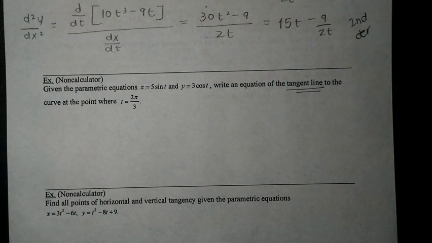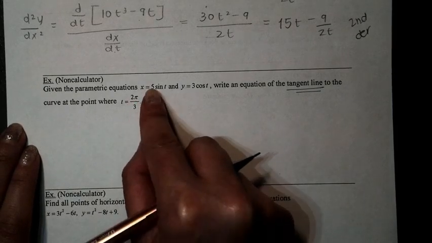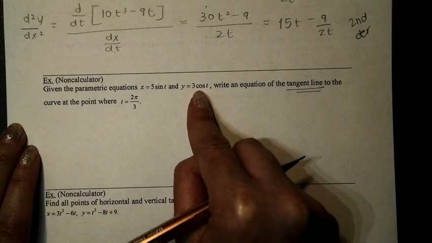Well, they want a point-slope equation, because they want the tangent line. So what is the point that I have here? First, I'm going to deal with the point. How can I find the point? Well, you are going to plug 2 pi over 3 into this expression and this expression to find your point.